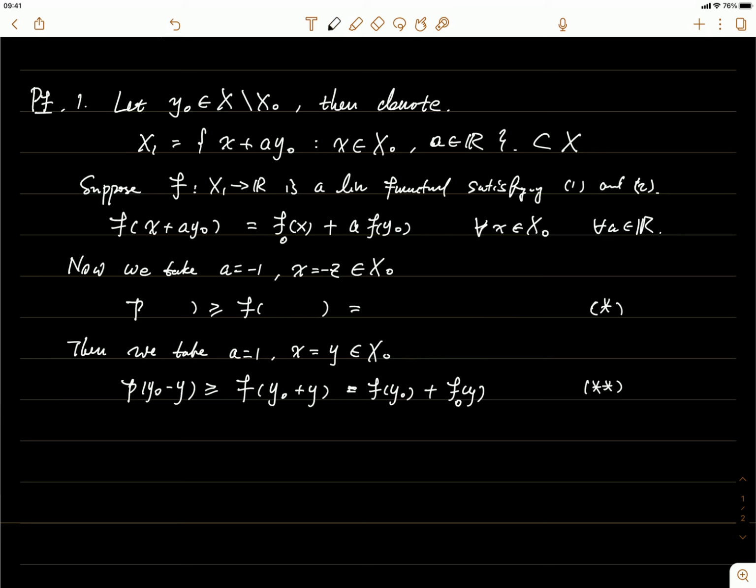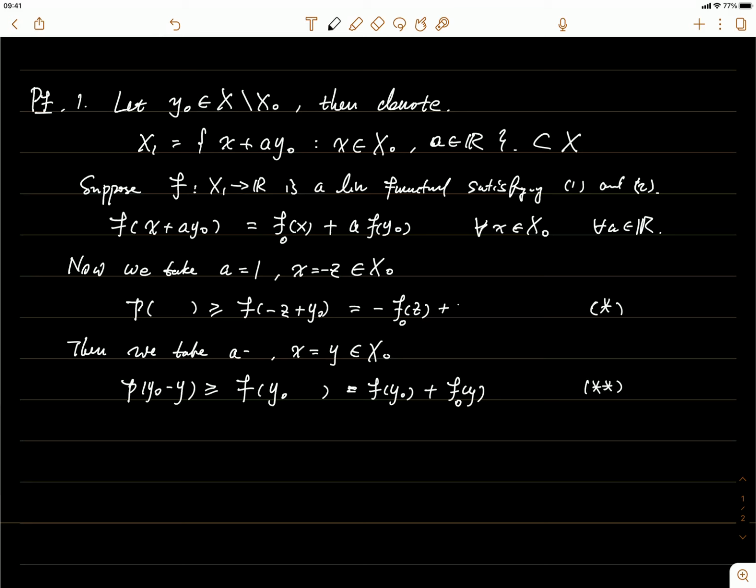So when a is negative 1, let me see. I'm sorry, I messed up here. Let me rephrase this. I take a to be 1 and x to be negative z. Then what happens is negative z plus y naught, and f of negative z is equal to negative f of z, which is just negative f naught of z, because z is from x naught and f is equal to f naught on x naught.